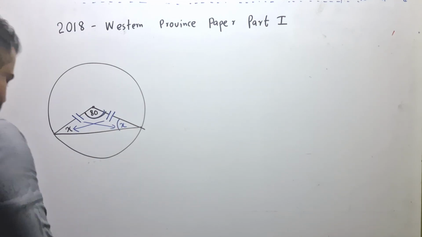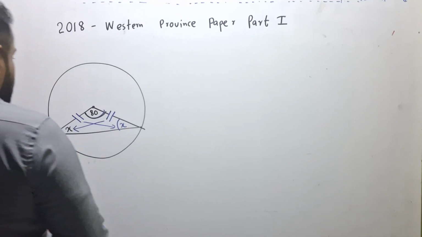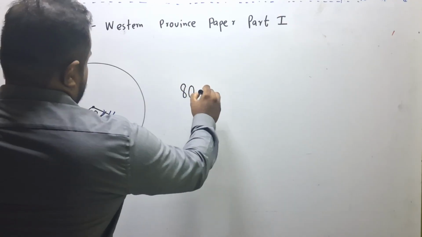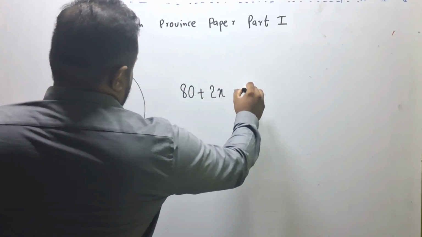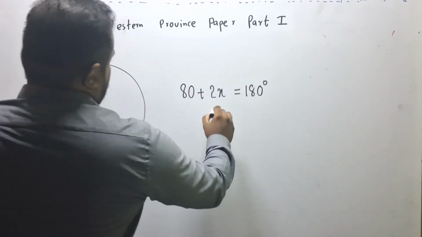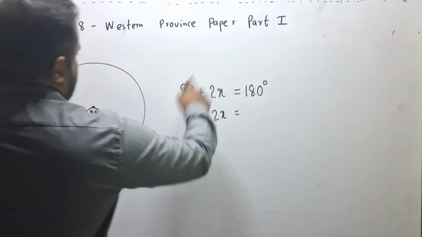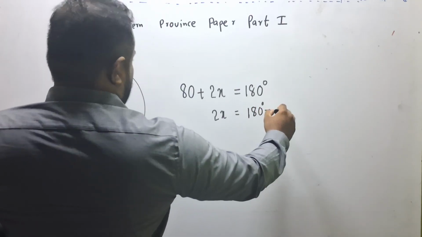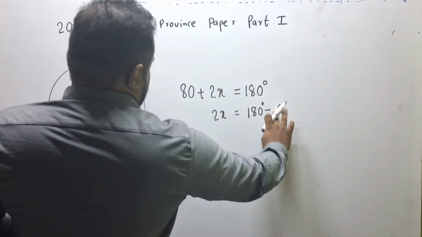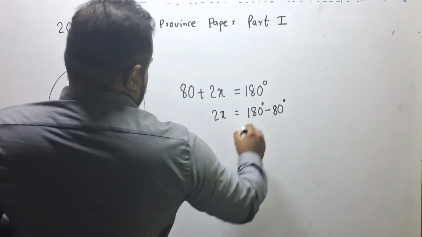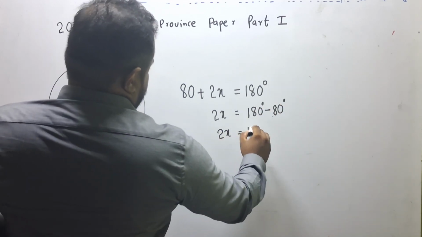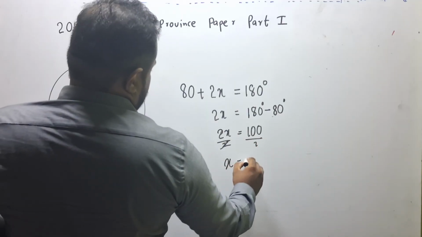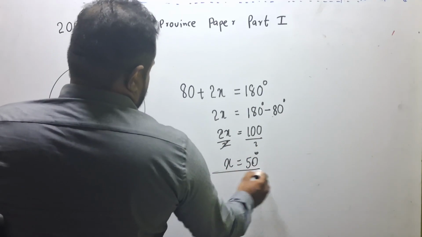So, you can write an equation and solve it. What's the equation we can write? 80 plus 2x equal to 180. 2x is equal to, take this 80 to the other side, 180 minus 80. That means 100. 2x equals 100. Divide both sides by 2. x equals 50 degrees. That's the answer.